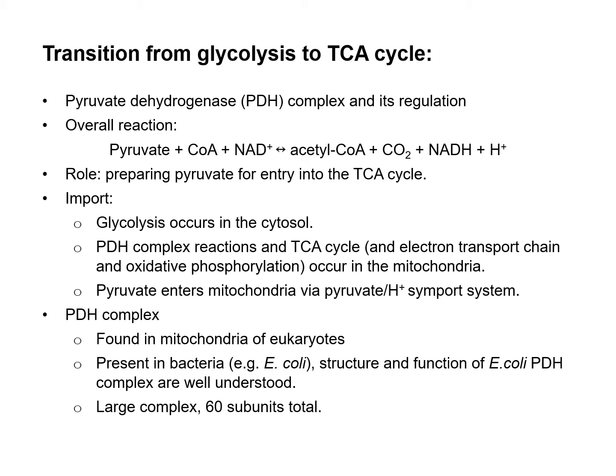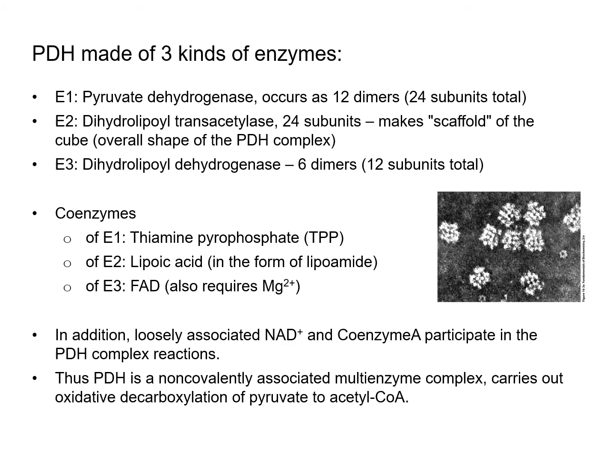So it has 60 subunits in total. Pyruvate dehydrogenase, or PDH, is made of 3 kinds of enzymes which make the 3 different parts, E1, E2, and E3. And E1 consists of pyruvate dehydrogenase, which occurs as 12 dimers. So that makes 24 subunits in total. And the E2 part comprises dihydrolipoyl transacetylase, which has 24 subunits, and that makes the scaffold of the cube of a PDH complex structure. So it defines the overall shape of that complex.